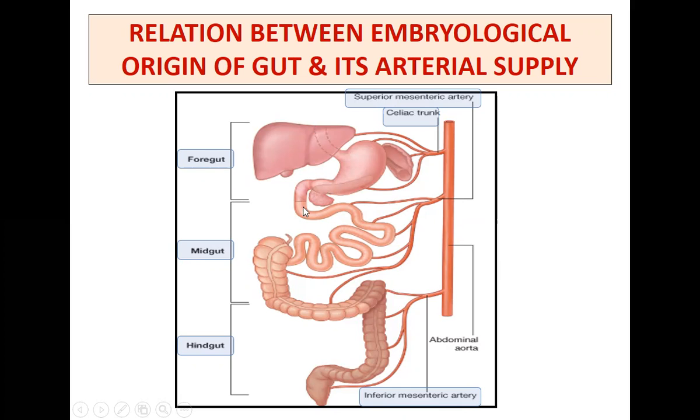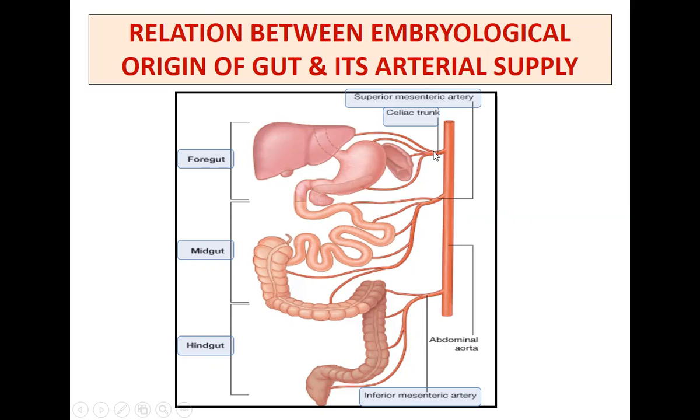From the second part of duodenum up to the transverse colon, this is developed from the midgut, and the remaining part, that is the descending colon, rectum, as well as some part of the anal canal, is all developing from the hindgut. Okay, so why is this important, foregut, midgut, and hindgut? Because there is an artery which supplies each. The foregut artery will be the celiac trunk, which supplies the esophagus, stomach, and the duodenum up to the second part.